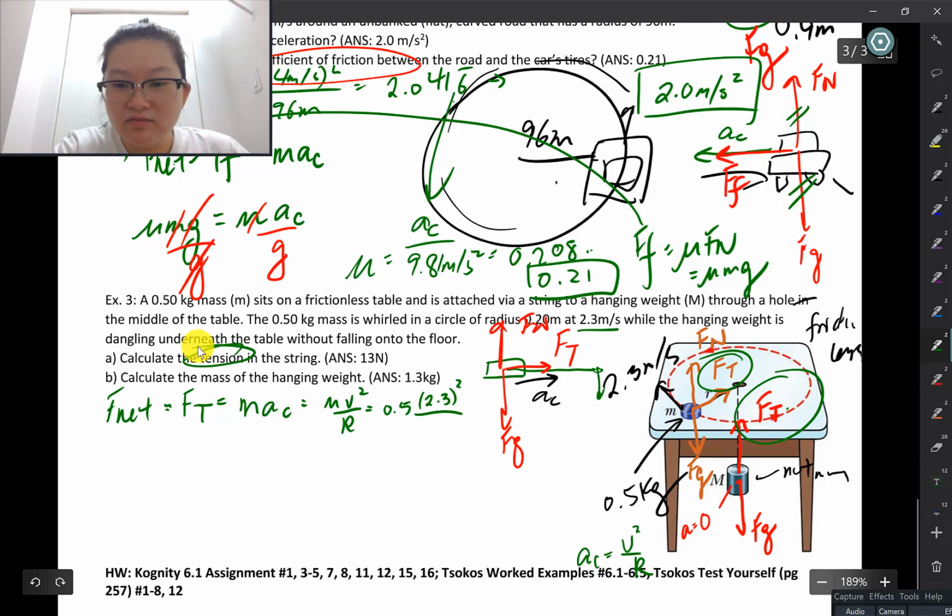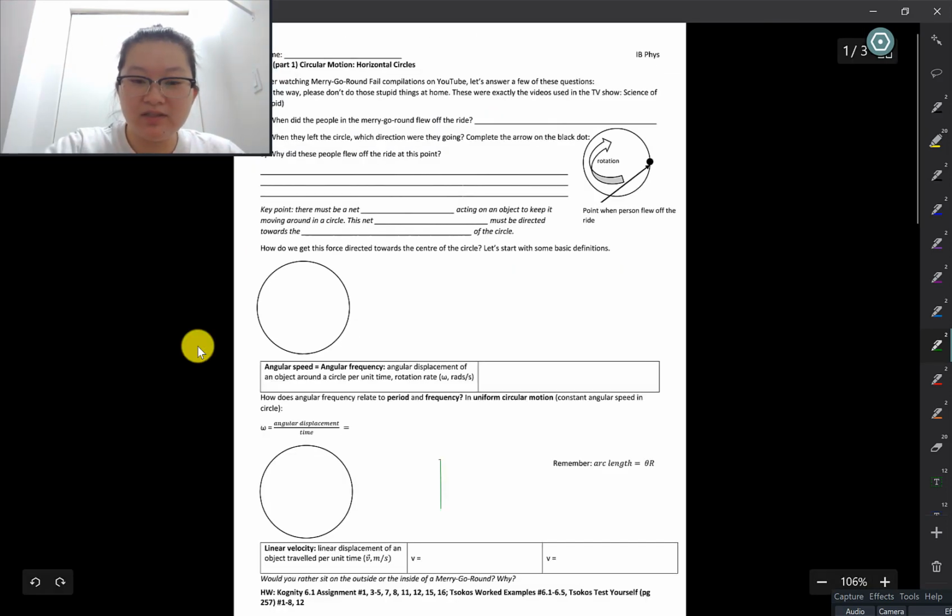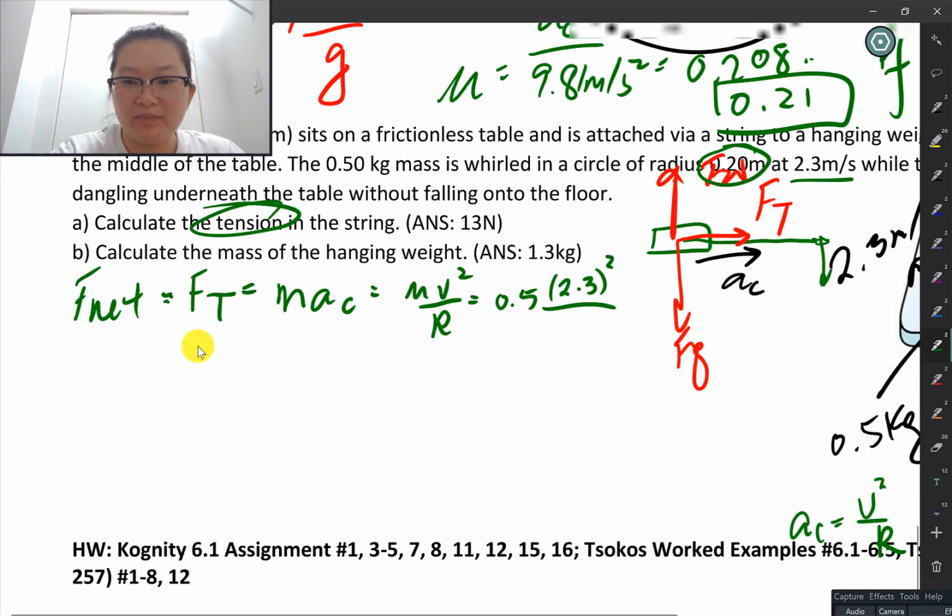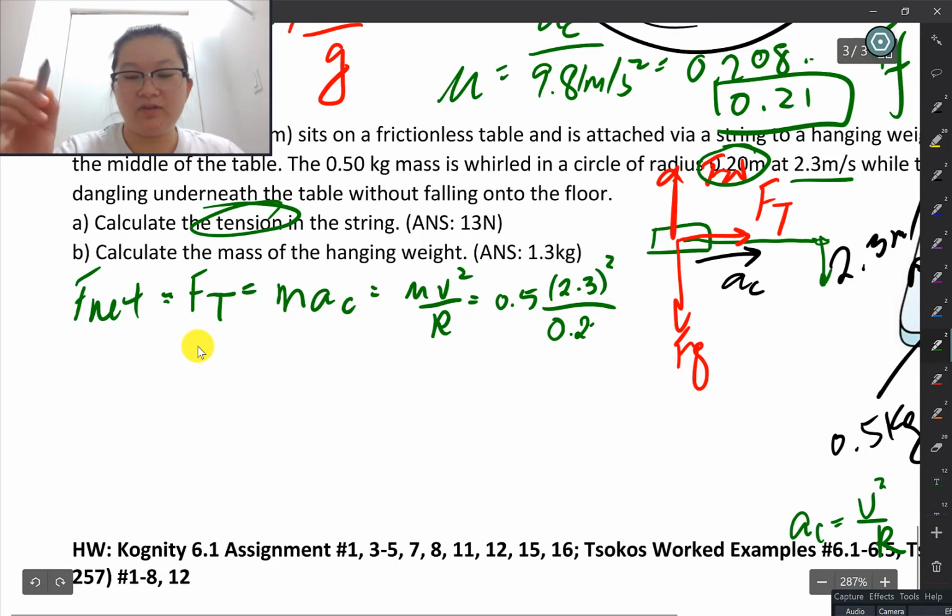And the radius, it's hiding here. Sorry, I blurred it. 0.2 meters. Okay, 1 second. That's going to be 0.20 meters for the radius.